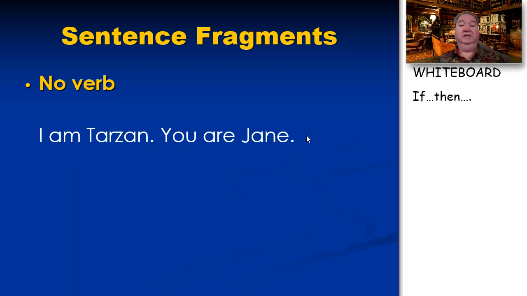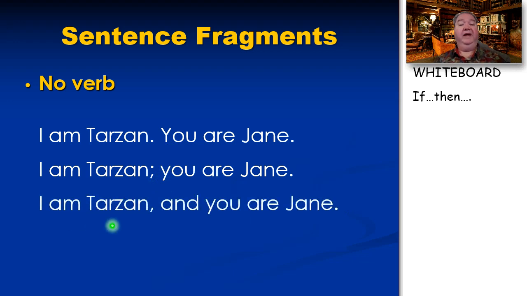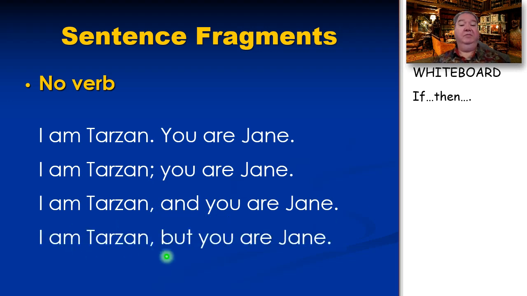Now, we could leave it as two sentences like this, or we could put it in one sentence, but use a semicolon instead of a period. Remember, if we use a semicolon, we do not need a capital letter here, so we use a lowercase y. I am Tarzan; you are Jane. Or we could make a compound sentence. I am Tarzan, and you are Jane, with a comma conjunction. Or we could even say, I am Tarzan, but you are Jane. So using a different conjunction.